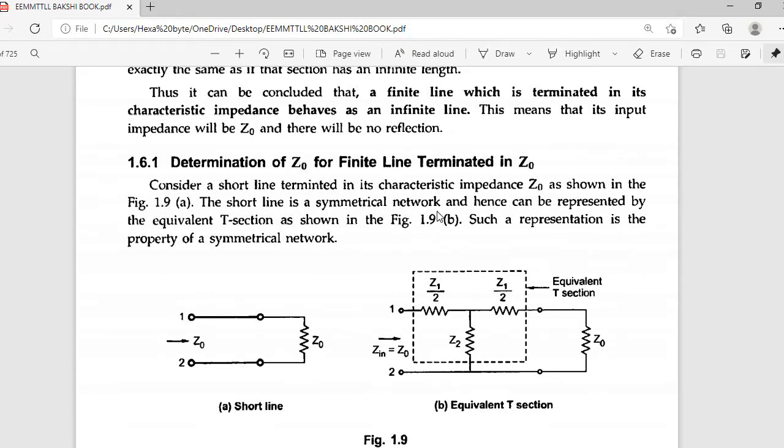The short line is a symmetrical network and hence can be represented by the equivalent T section. Figure 1.9b shows such a representation, which is the property of a symmetrical network. Our transmission line's input impedance and output impedance are the same, so we take the symmetrical network equivalent for the transmission line. That is the equivalent T section we are taking here.